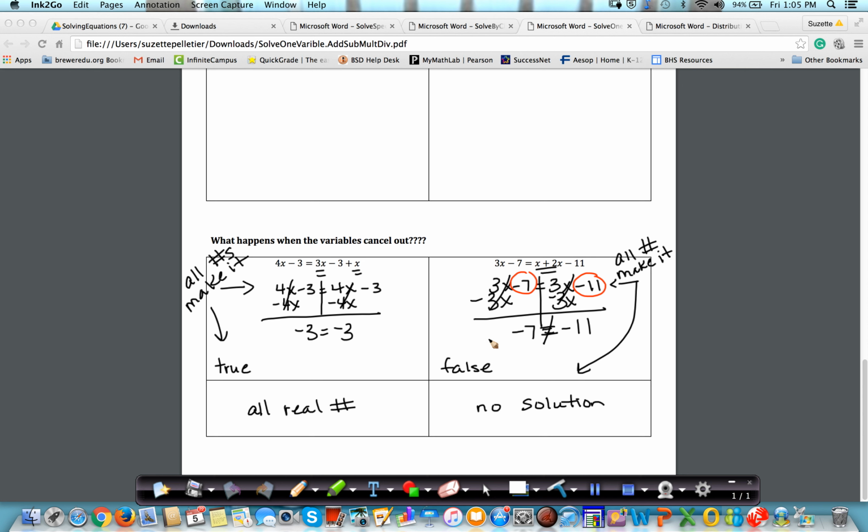Okay, so that's what happens when your variables cancel out. No big deal. It just either means your answer is all reals or no solution. If it's a true statement that you're left with, it's all reals, and if it's a false statement, it's no solution.